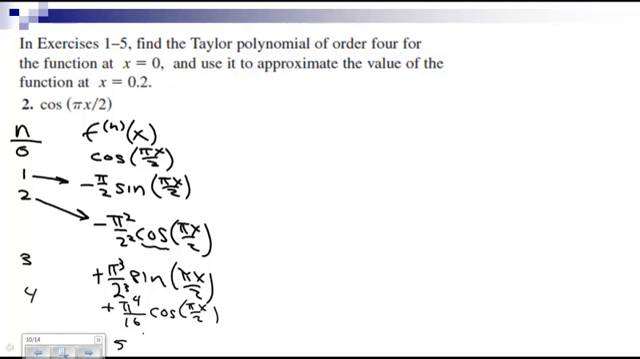Go ahead and give me the fifth. Pi to the fifth over 32, sine of pi over 2 is 1, so it's negative. Okay, so we did that. That's great. And if we're trying to calculate the error, that's the one we're going to need, right?